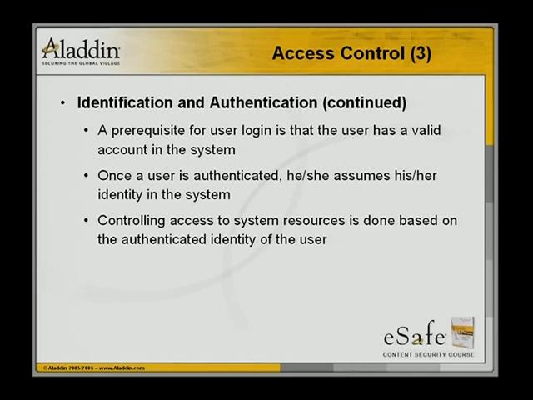Once a user is authenticated, as we can see in the slide, he or she assumes his or her identity in the system. He can get authenticated by various means. He can get authenticated by a password, by a token, by a smart card, or by a one-time password generator, as long as he gets authenticated by a strong factor of authentication.